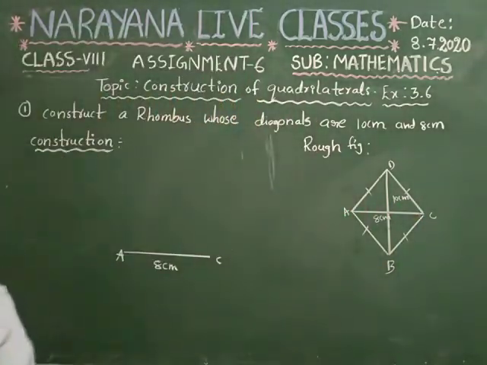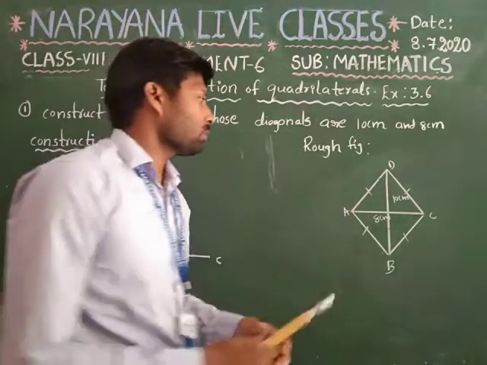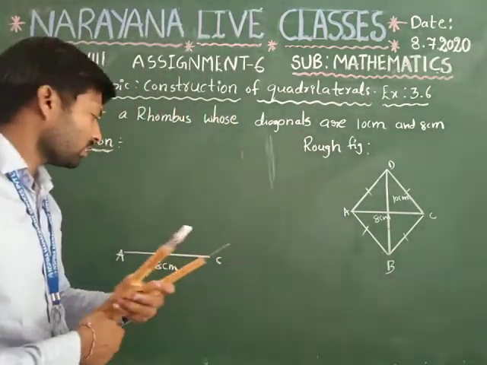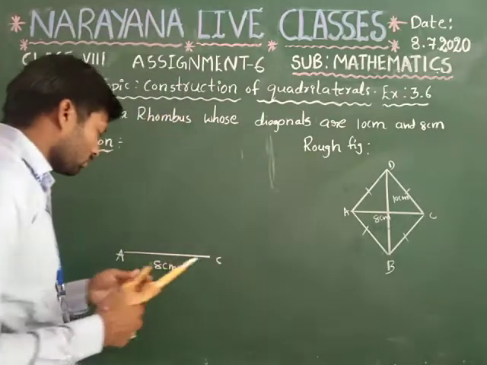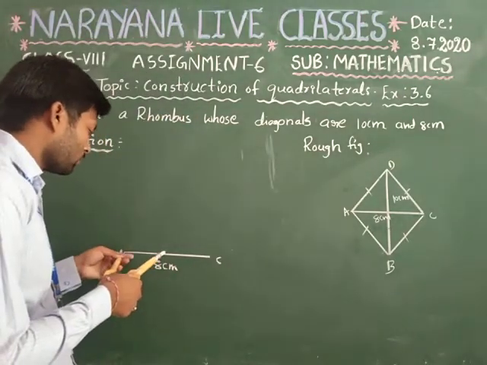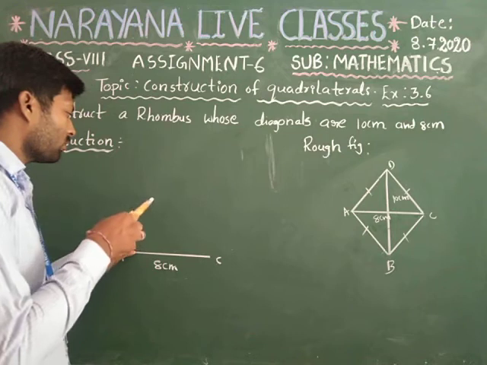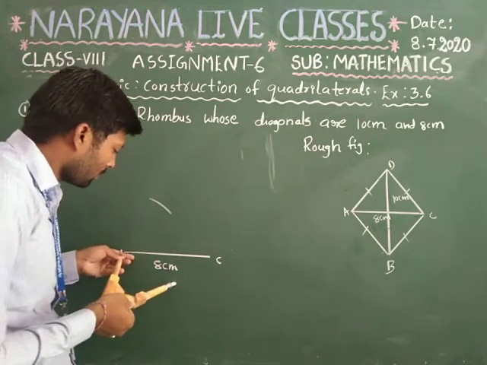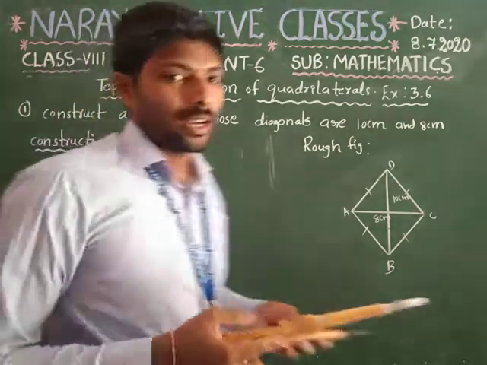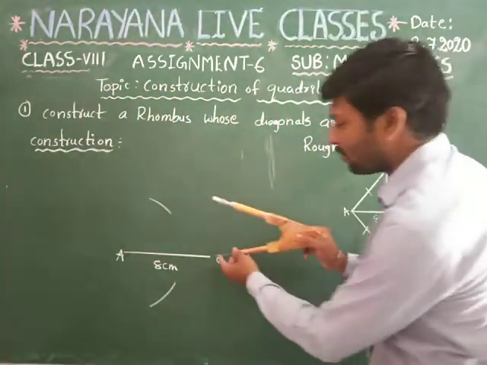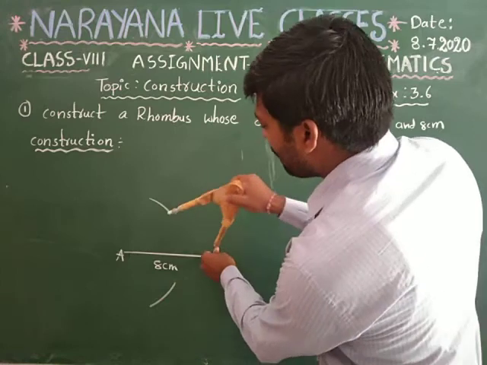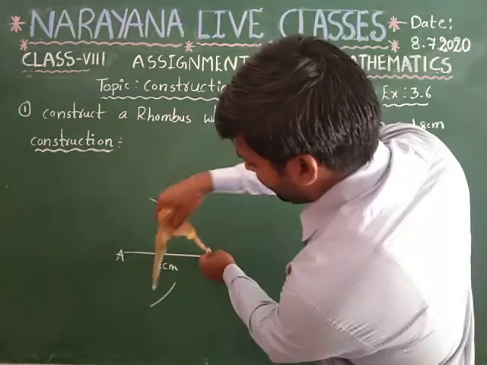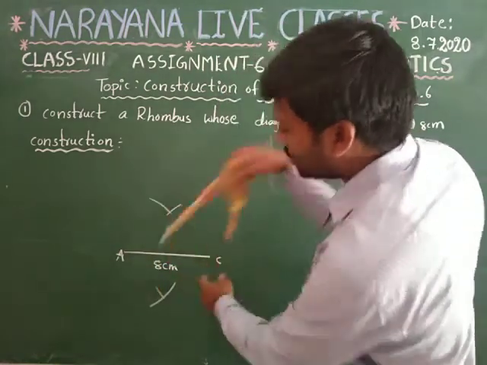That can be done by using a compass. First of all, we have to take more than half of AC as the radius. The total is 8 centimeters, so better to take more than half as the radius. Draw one arc up and down with the same radius. Again from point C, with the same radius, draw one more arc. Now mark the points of intersection of these two arcs.